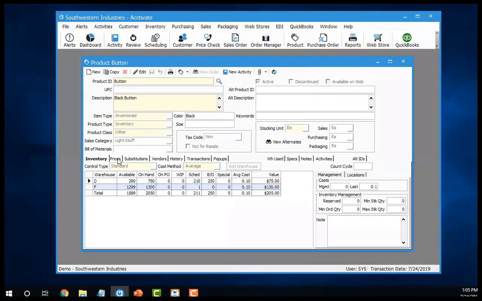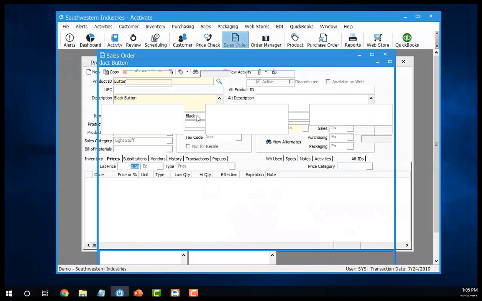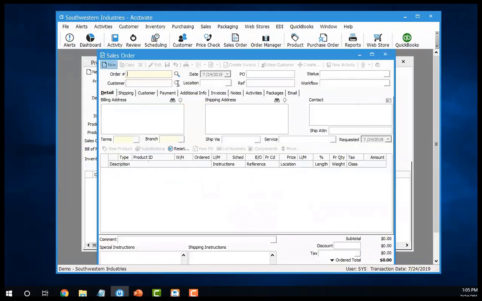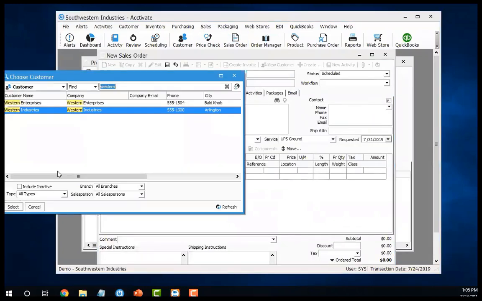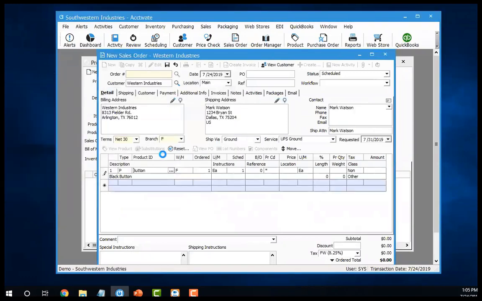So here's a product. Go to the prices tab. Really straightforward. There's no other prices that you can see here related to this product. Price type is price, and the list price is just 50 cents for this button. So I create a sales order, add the product. It just comes up as 50 cents.